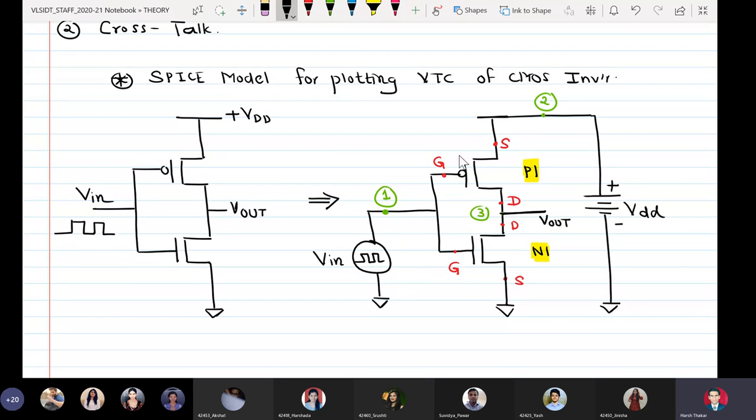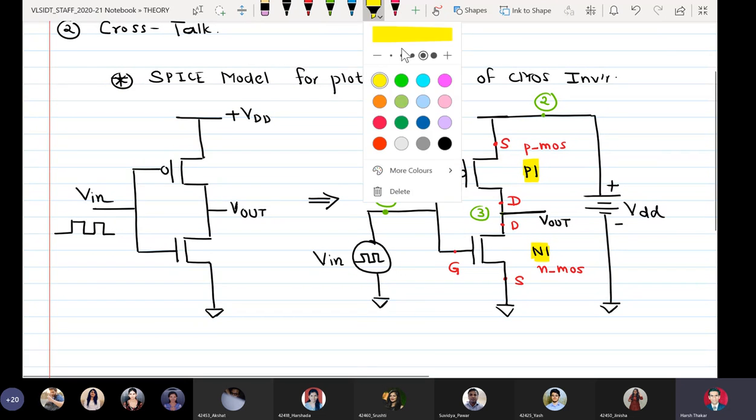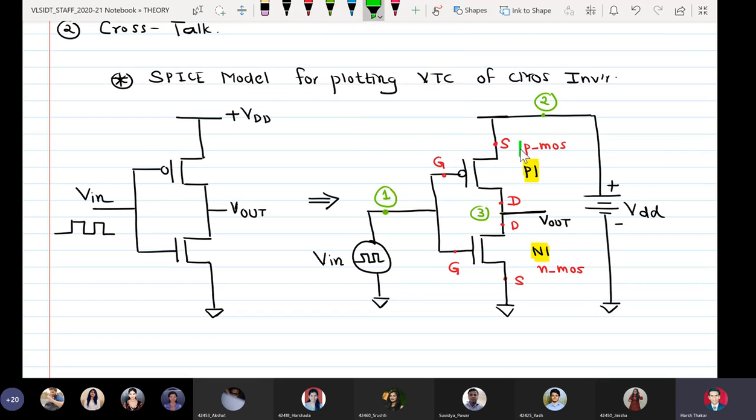Okay, so now one more thing which is important is we have to give the library link name. So let P1 have the library link name P underscore MOS. Similarly, let the NMOS have the library link name N underscore MOS. Okay, let us give a different color. So library link names, the device names, the nodes 1, 2, and 3, and all the terminals also. So I think this is more than sufficient.